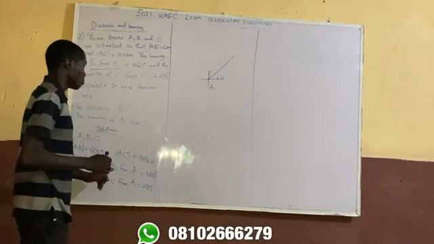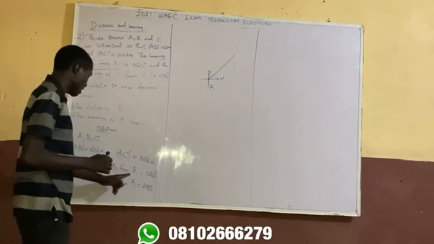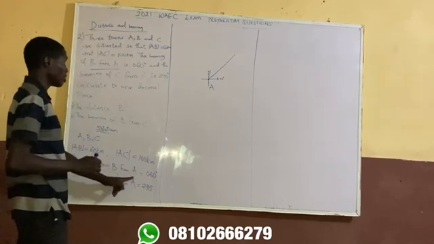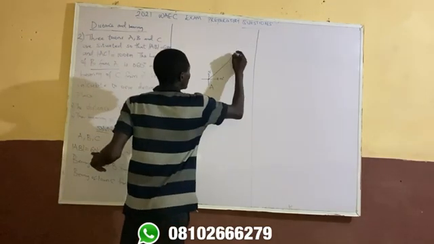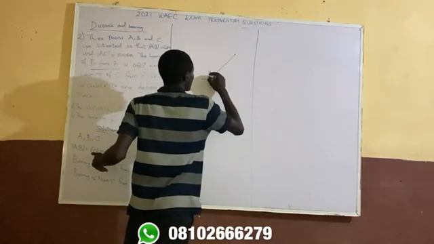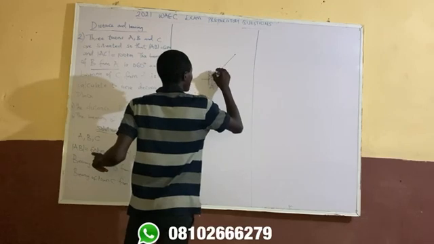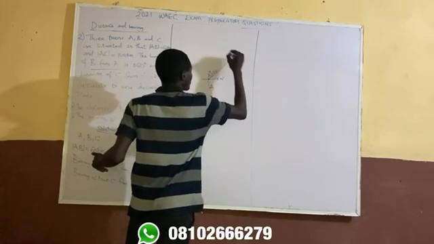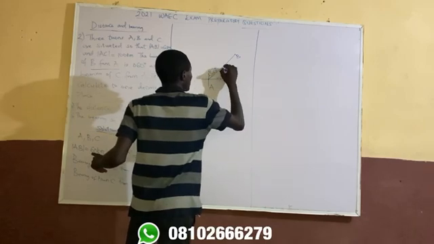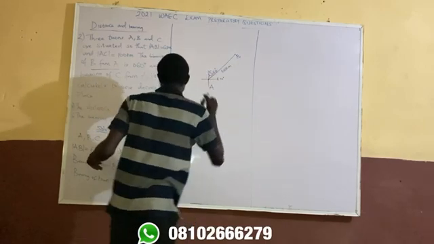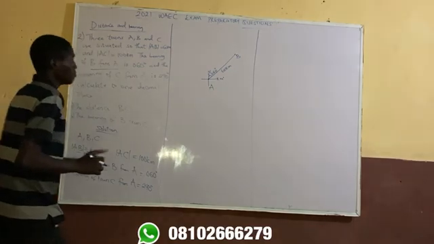So the distance between A and B will be 60 kilometers. This is our B, because they said it is on the bearing of 60 degrees to B. So it means that this is 60 degrees and it is 60 kilometers apart, because AB is 60 kilometers.